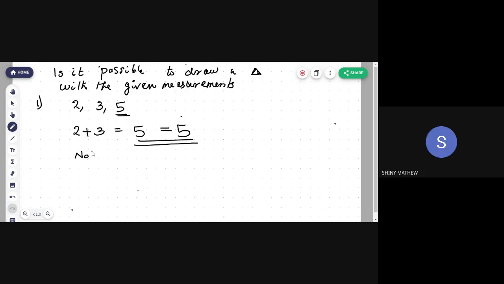No. So you write not possible. So it is not possible to draw this way one triangle. Not possible. Then you can take the next one. 2, 3, and 6.